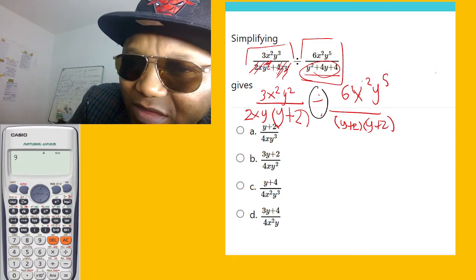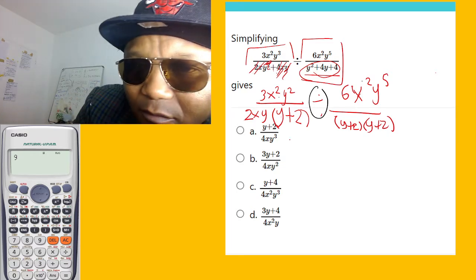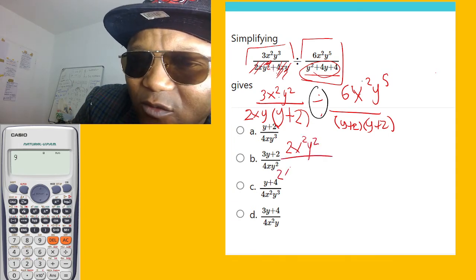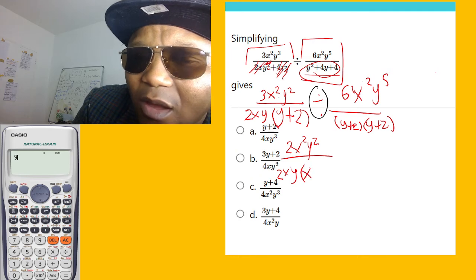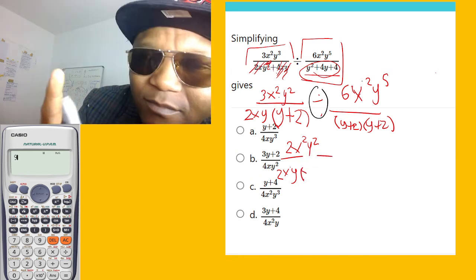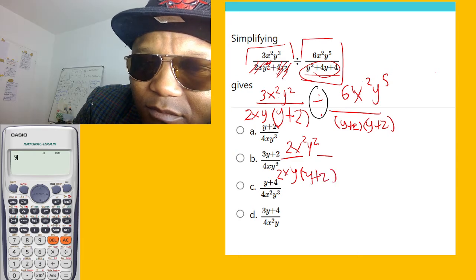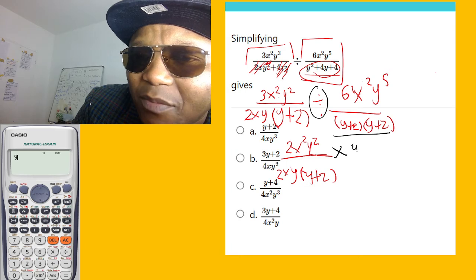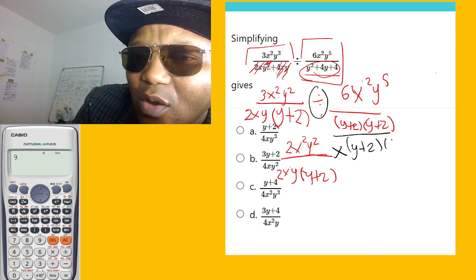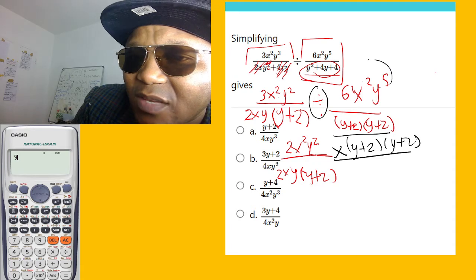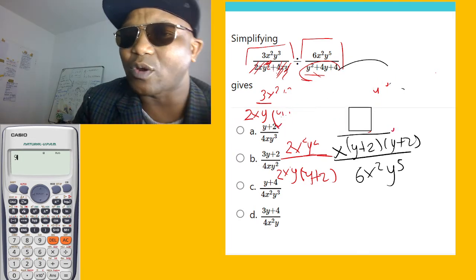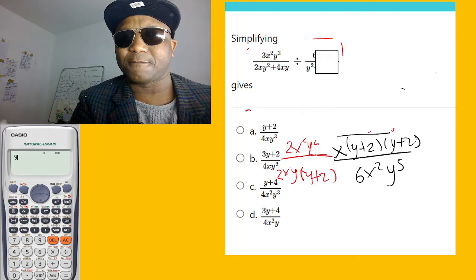So now, the first one stays how it is: 2x squared y squared over xy(y plus 2). Now instead of division, we multiply. This y plus 2 goes to the top, and this one goes to the bottom, 6x squared y power 5. We don't need this stuff here, so let me erase it so it doesn't bring confusion.